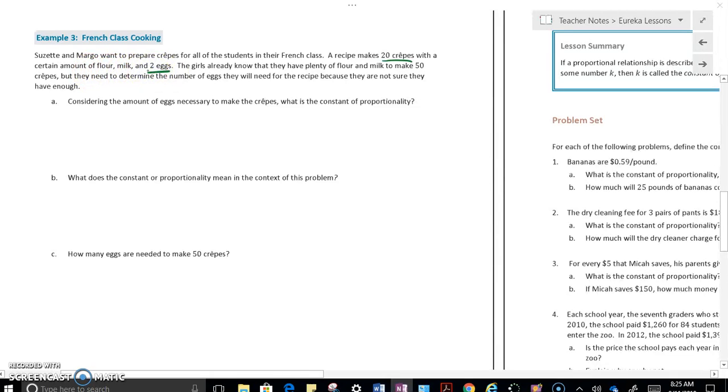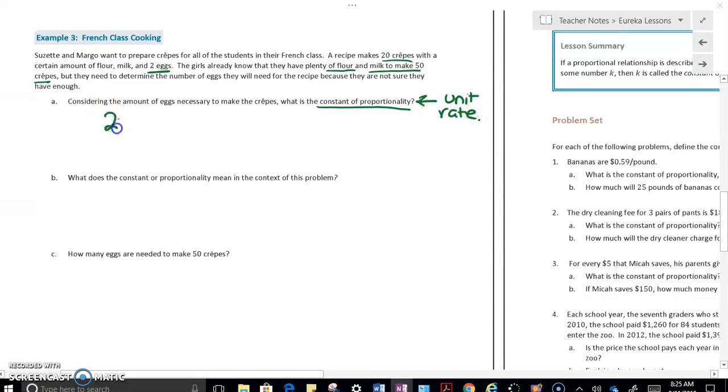The girls already know they have plenty of flour and milk to make 50 crepes, but they need to determine the number of eggs they will need for the recipe because they are not sure they have enough. Now consider the amount of eggs necessary to make the crepes. What is the constant of proportionality? In other words, what is our unit rate?